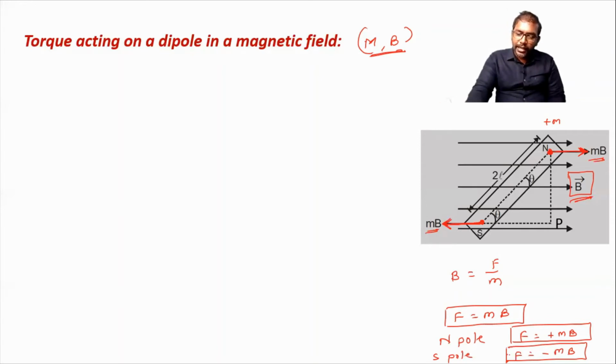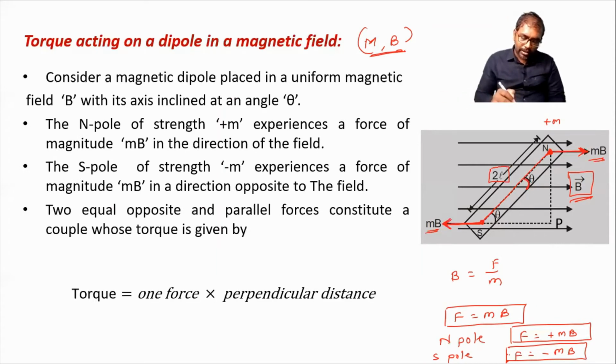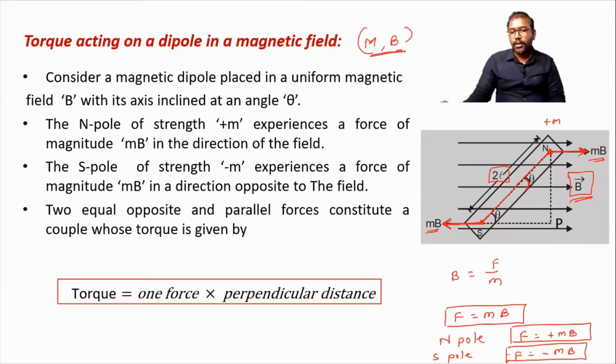Now here this magnetic axis is making angle theta with the direction of the magnetic field, and 2L is the magnetic length. Now, you know the formula of the torque. Torque is given by one force into the perpendicular distance between the two forces. One force is MB, and the perpendicular distance between the two forces is this line NP.